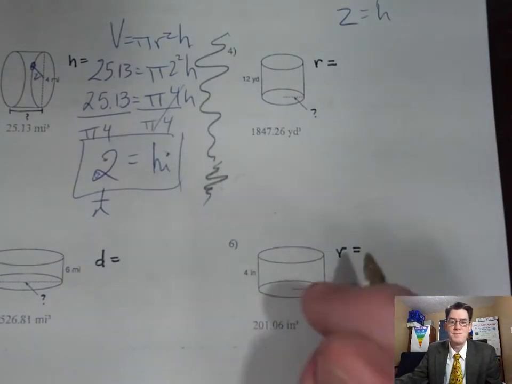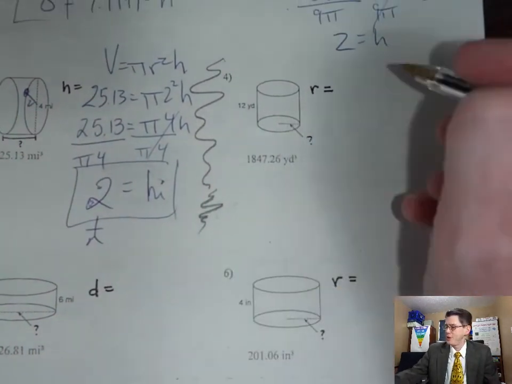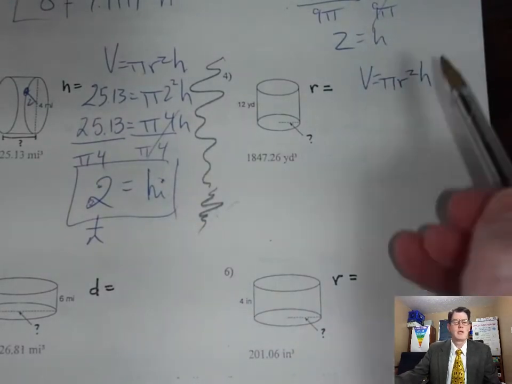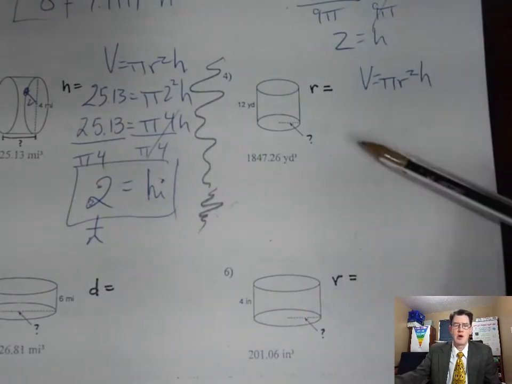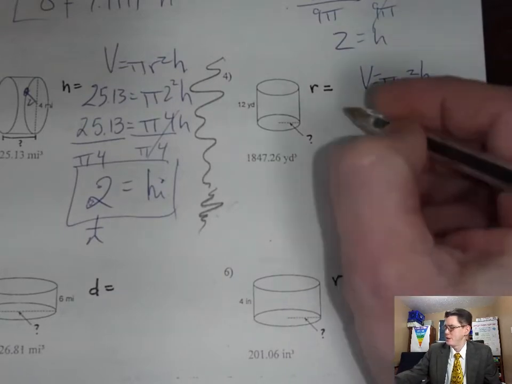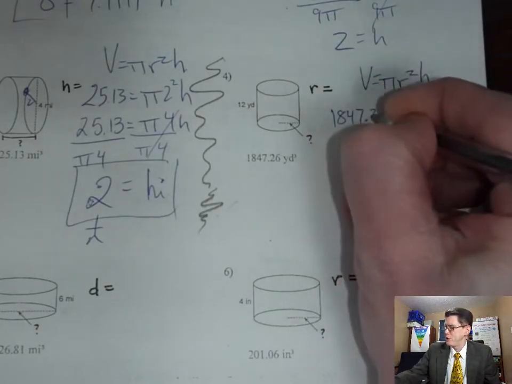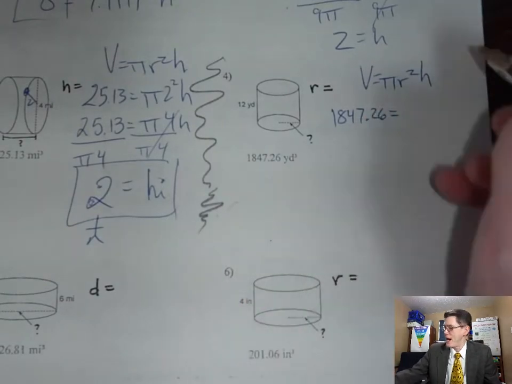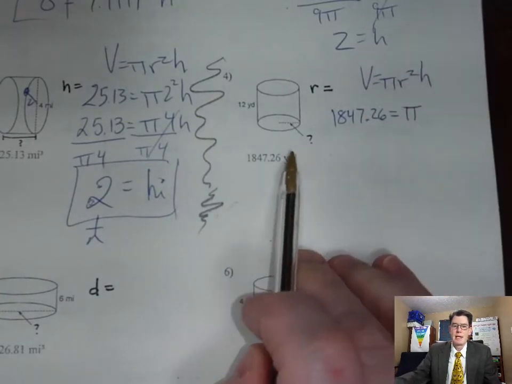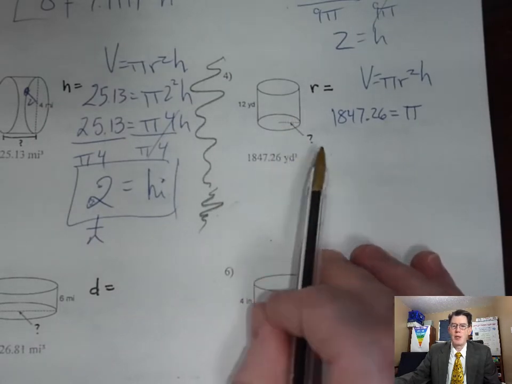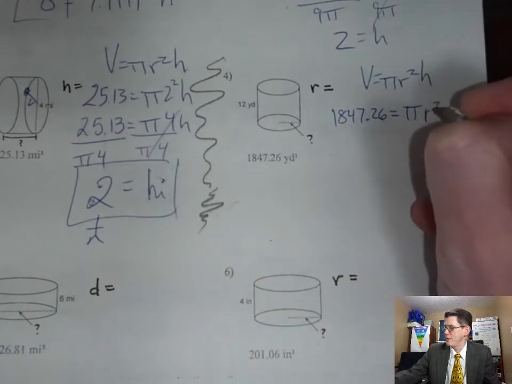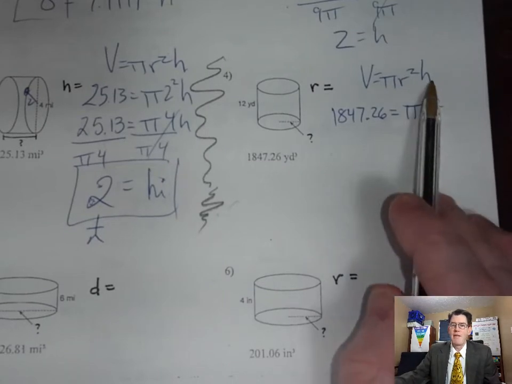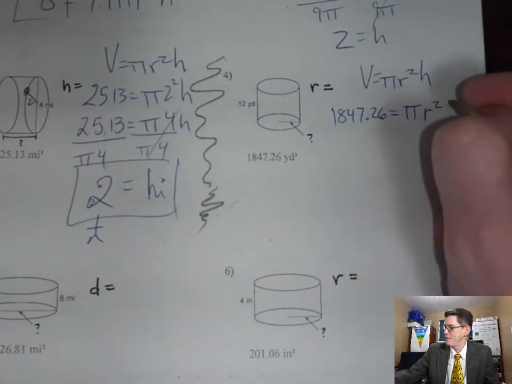Okay, we're still using the volume formula, pi r squared times height. We're using that through all these pages. So the volume is given to us, 1847.26 yards cubed, and that is pi times the radius squared, which we don't know. Can you see what we're going to have to do at the end of the problem here? And then the height, they give us the height as 12.